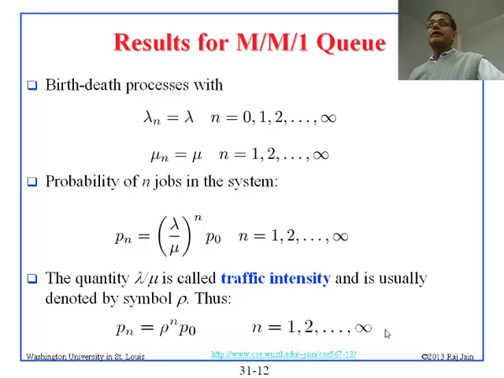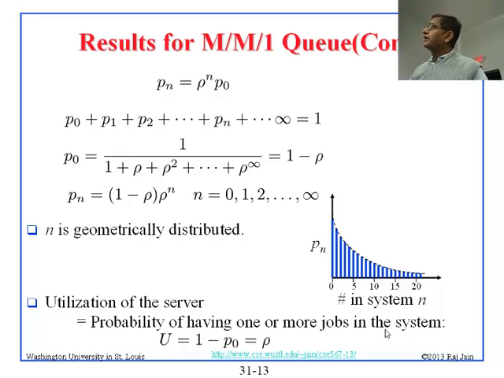Actually, I'm not going to call it utilization because in a minute we will see it could be different. But that is the traffic intensity, arrival rate divided by departure rate. So Pn is simply rho raised to n times P0. And you can calculate now P1, P2, P3 to P infinity. They all add up to 1, and so you can calculate P0. P0 would be 1 upon P0 plus P1 plus P2 and so on. You can add up the infinite series, and that will come out to 1 minus rho.